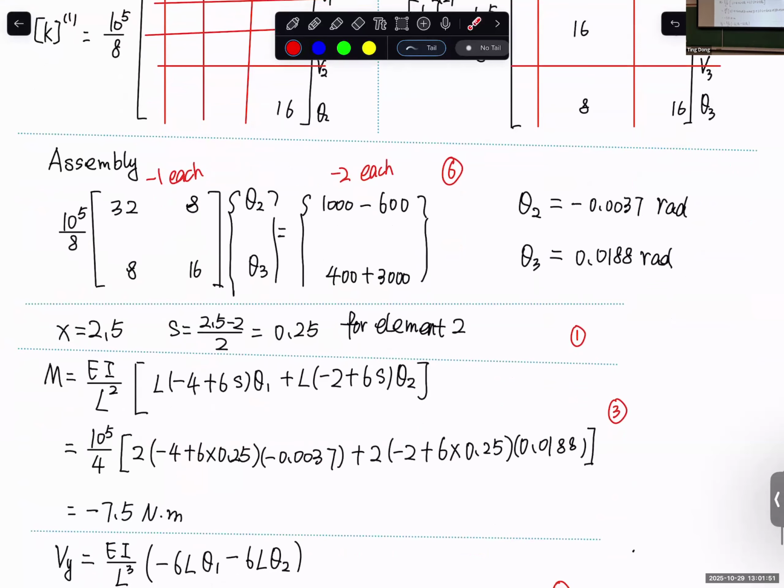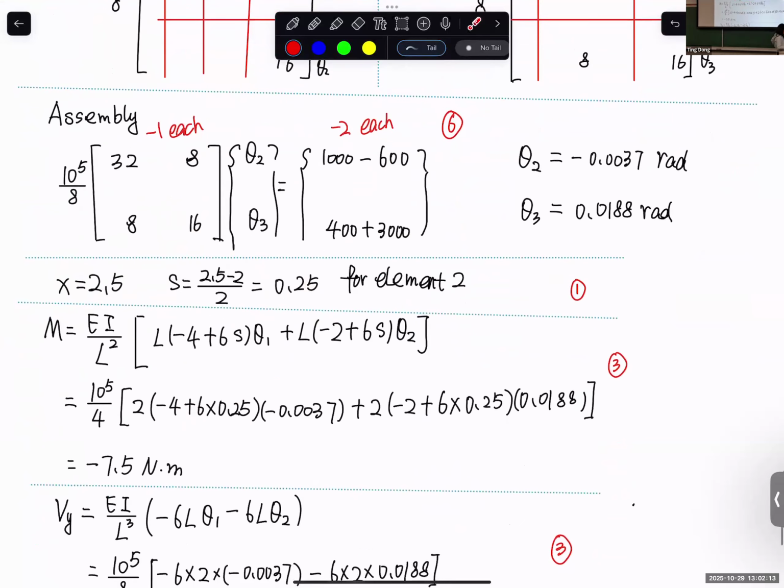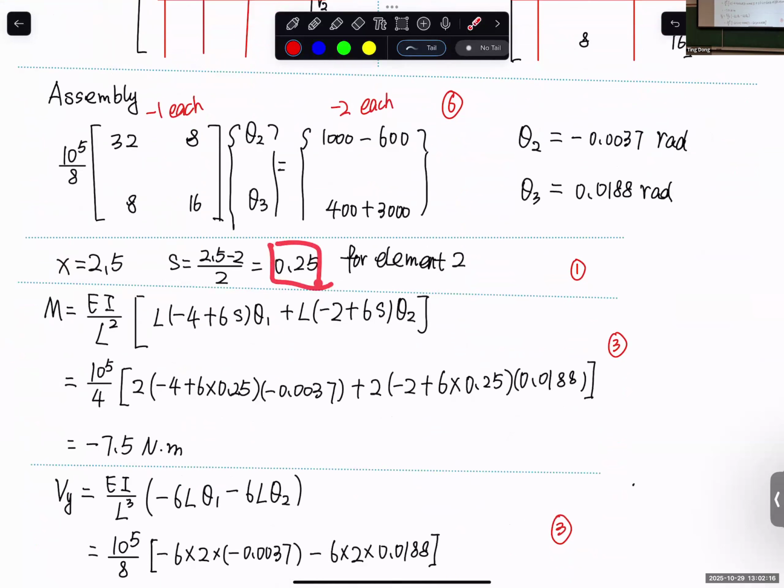What if we didn't show work for that to calculate S? I just wrote S equals 0.25. I didn't write out 2.5 minus 2 over 2. I found that, but I did not write it. It's fine. I believe that you know how to get this 0.25. I just want to make it as clear as possible in the solution, but it's okay if you don't have this part.